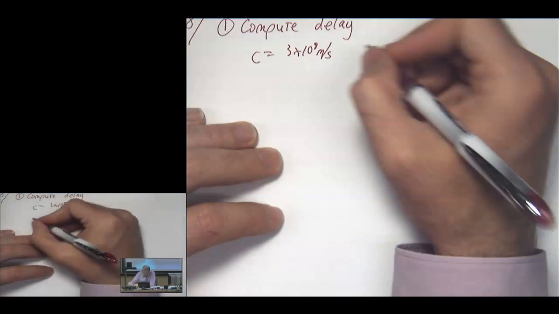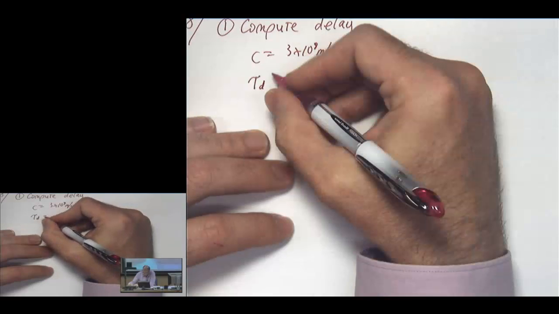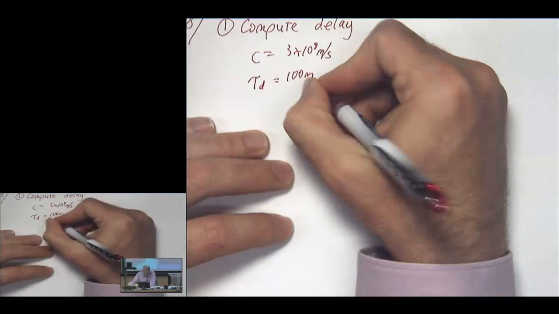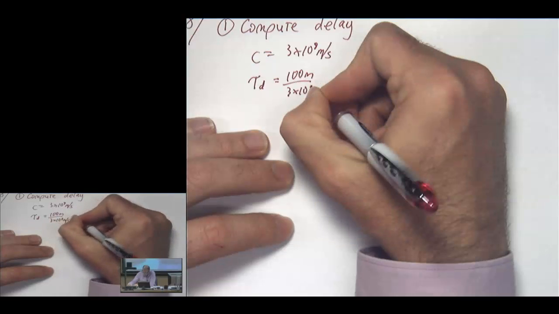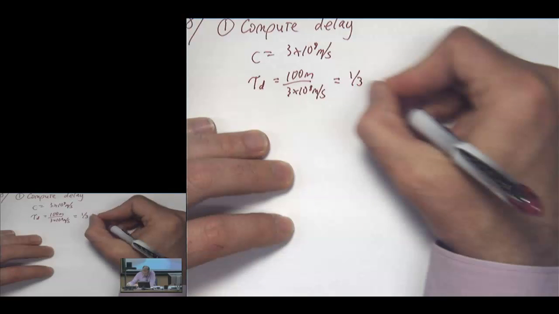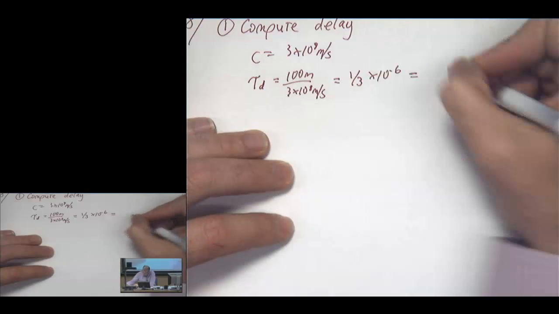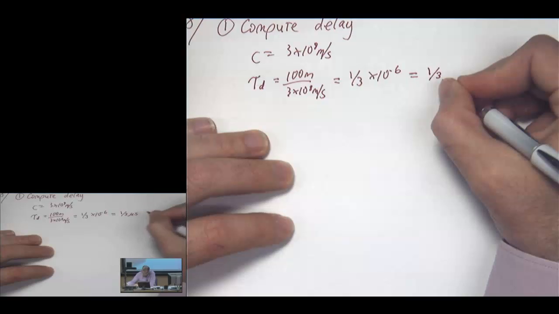To compute the delay, which we call tau sub d for delay, we take 100 meters divided by 3 times 10 to the 8th meters per second. We get out seconds. I couldn't do this calculation in real time, but I have it already done here. It's 1/3 times 10 to the minus 6. Normally we use engineering notation, so this becomes 1/3 of a microsecond.